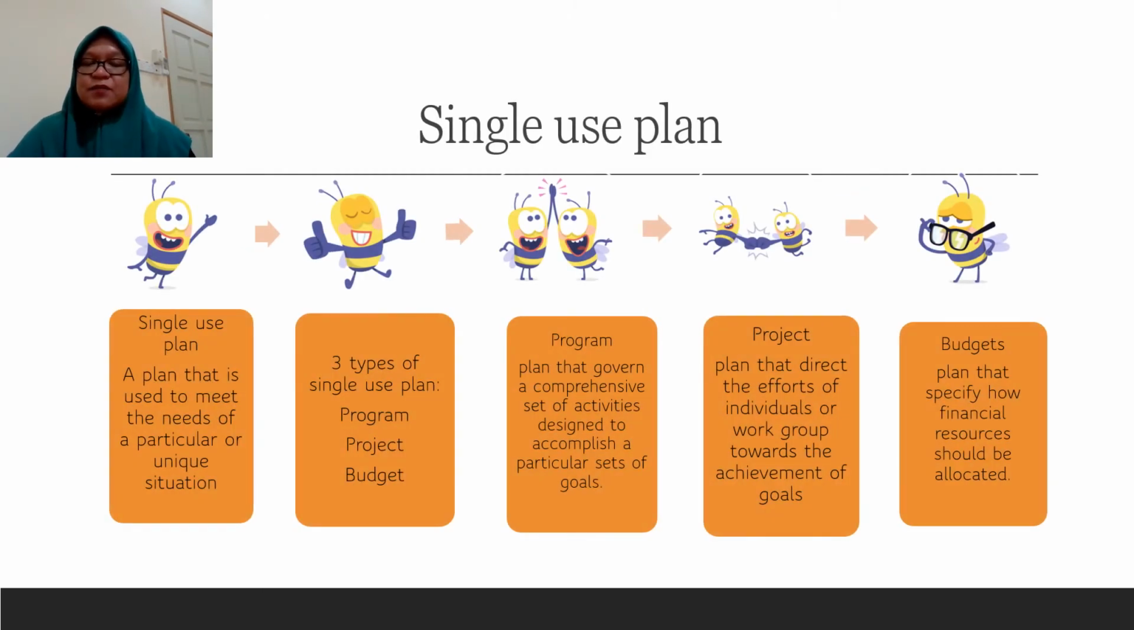The next one is single use plan. To recap, this is the operational planning. In operational planning, there are two: standing plan and single use plan. A single use plan is a plan that is used to meet the needs of a particular or unique situation.